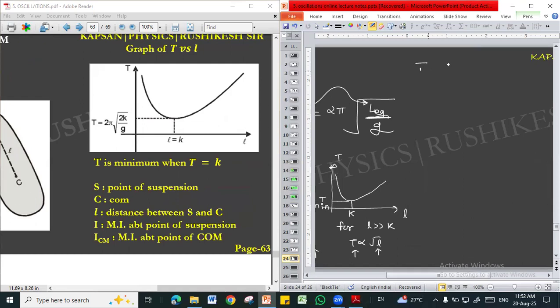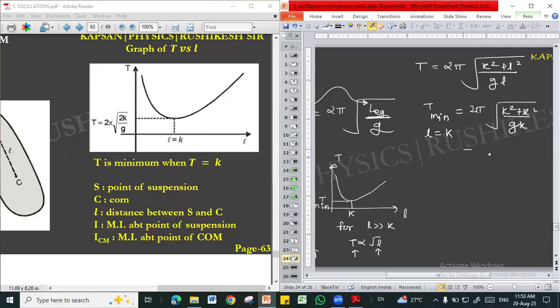मग तो टाइम पिरियड असणार आहे 2π इंटू रूट ऑफ के स्क्वेअर प्लस एल स्क्वेअर अपॉन जीएल. आणि त्यात तो टाइम पिरियड आम्हाला जर मिनिमम पाहिजे असेल तर डिस्टन्स बिटवीन हिंज अँड सेंटर ऑफ मास के इतकं घ्यावं लागेल. आणि मग फॉर्म्युला के च्या लँग्वेजमध्ये काढावा लागेल, के स्क्वेअर प्लस के स्क्वेअर अपॉन जी के. मग तो फॉर्म्युला येतो 2π इंटू रूट ऑफ 2k अपॉन जी. हे ऍक्च्युअली आम्हाला एक्झाम मध्ये विचारलं जाईल.